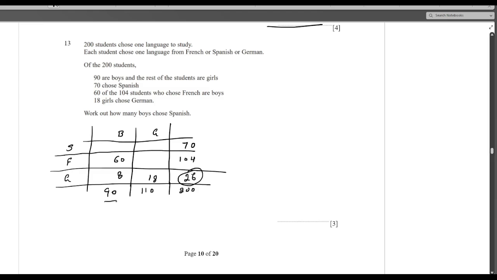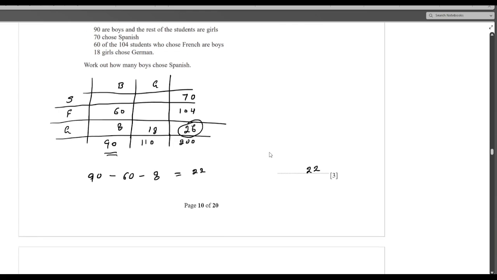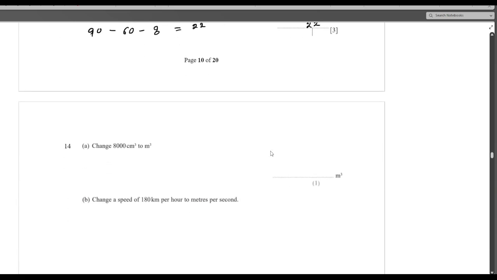So here a total of 90 boys chose Spanish. 90 is the number of boys, out of which 60 chose French and 8 chose German. So the number of students who chose Spanish is 90 minus 60 minus 8. I will get the answer as 22. So there are 22 boys who chose Spanish.